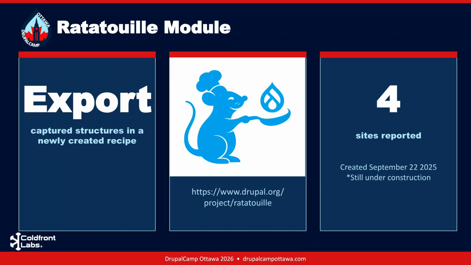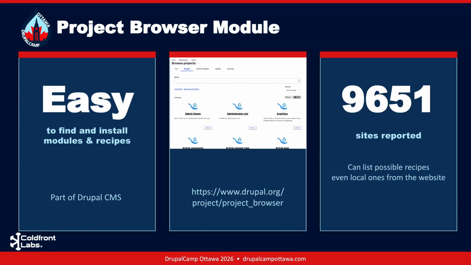It even gets you to think of constructing recipes as: what is the minimum amount of functionality that I need, when I don't want to do a whole site export, or just guess. We'll test out the Ratatouille module to see how it works, and then you can test that recipe. Hey, on a fresh install, if I just do this recipe, is it going to do what I want? And then there's the project browser module, which is part of Drupal CMS, and this also has functionality for modules.